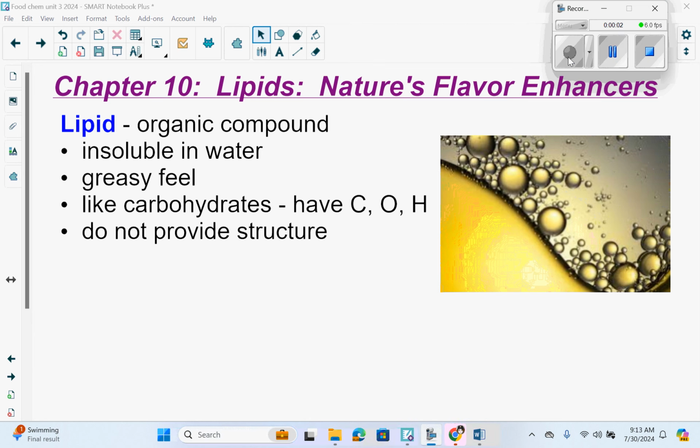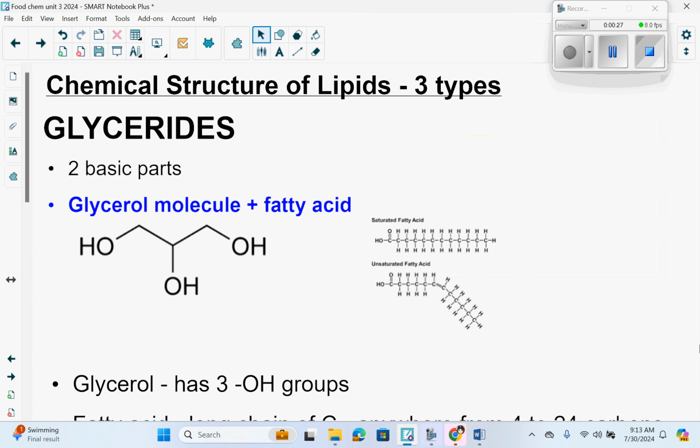This is Food Chemistry Unit 3, Chapter 10, Lipids, Nature's Flavor Enhancers. A lipid is an organic compound. It's made of carbon. It's insoluble in water, does not dissolve in water, has a greasy feel. Like carbohydrates, it has carbon, oxygen, and hydrogen as part of its structure. The chemical structure of lipids, we have three types.